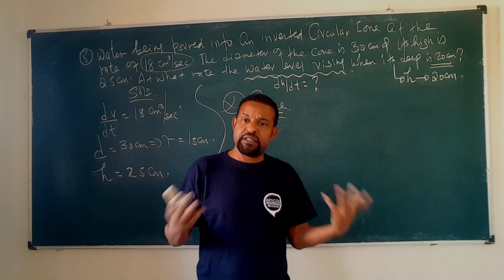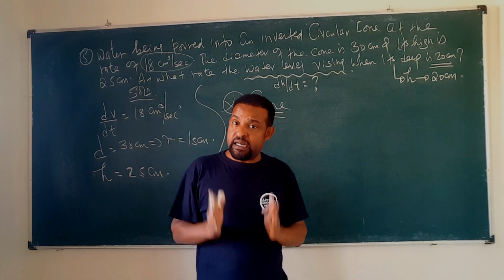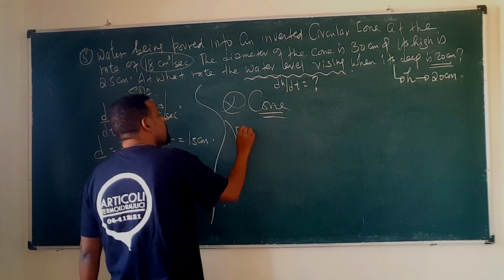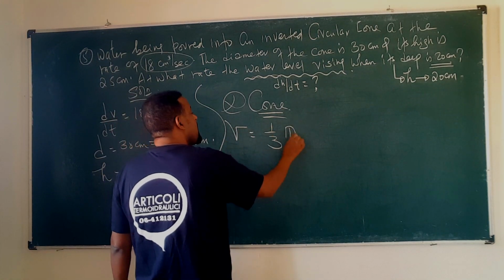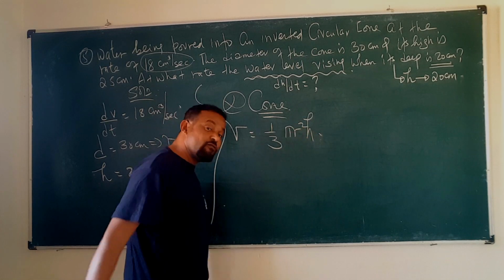So the cone, you know that the volume of the cone is what? 1/3 pi r squared h. This is the volume of the cone.